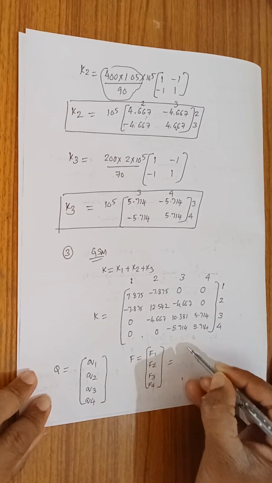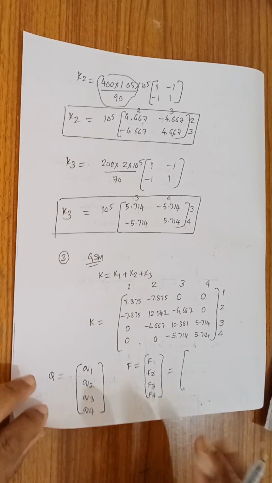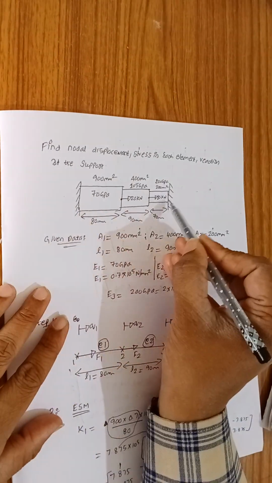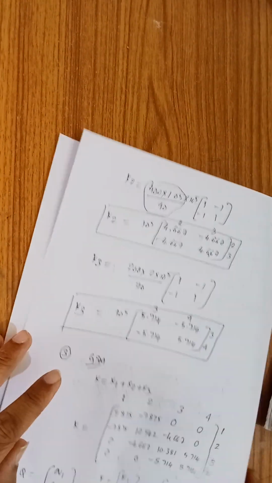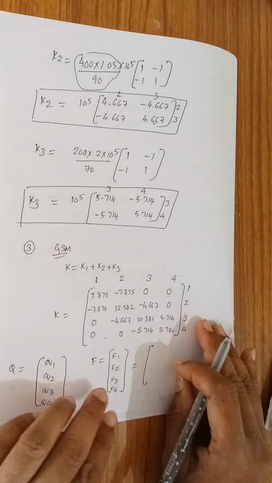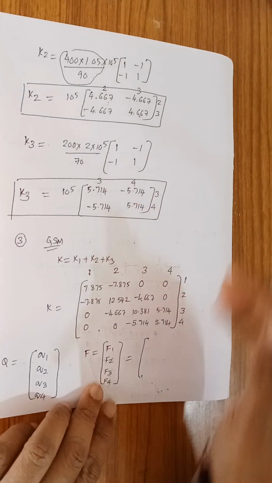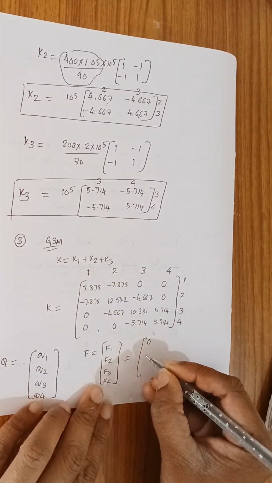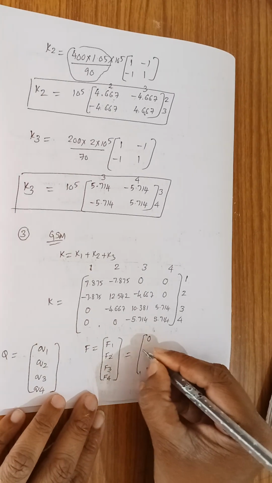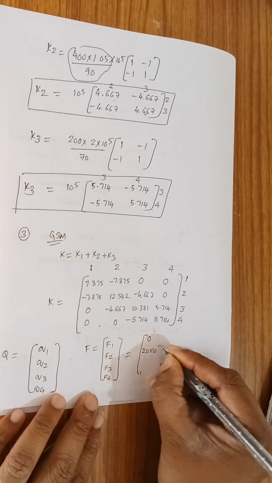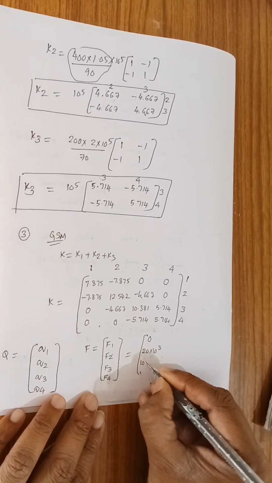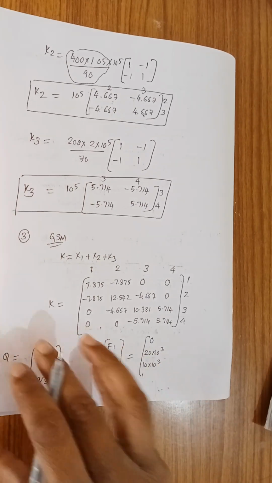Upon displaying that, you can just see in this problem that node number 1 and node number 4 are totally fixed. Therefore, the force at node number 1 and node number 4 will be considered as 0. And what is given as force number 2 is nothing but 20 kilonewton, so 20 into 10 to the power of 3, and F3 is 10 into 10 to the power of 3, because it is given to be 10 kilonewtons.